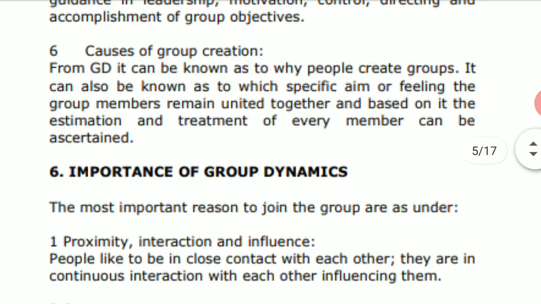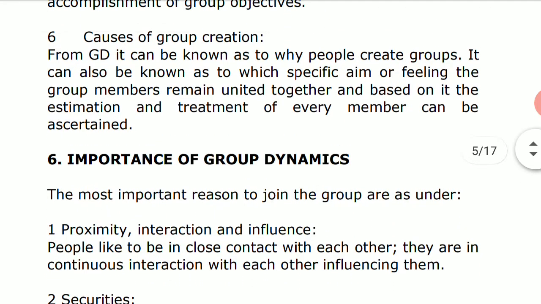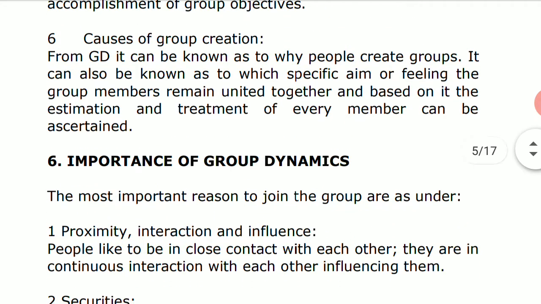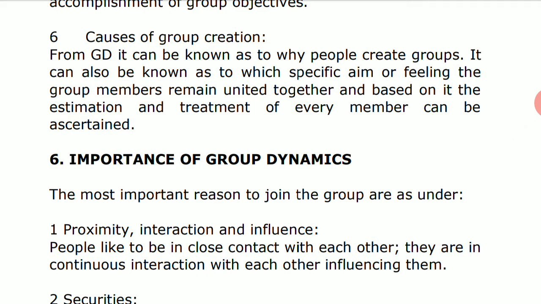Group dynamics plays a very important part, and it also helps to accomplish the group objectives. The sixth one that comes up is causes of group creation. From group dynamics, it can be known why people create groups. It can also be known for which specific aim or feeling the group members remain united together, and based on which the estimation and the treatment of every member can be ascertained.